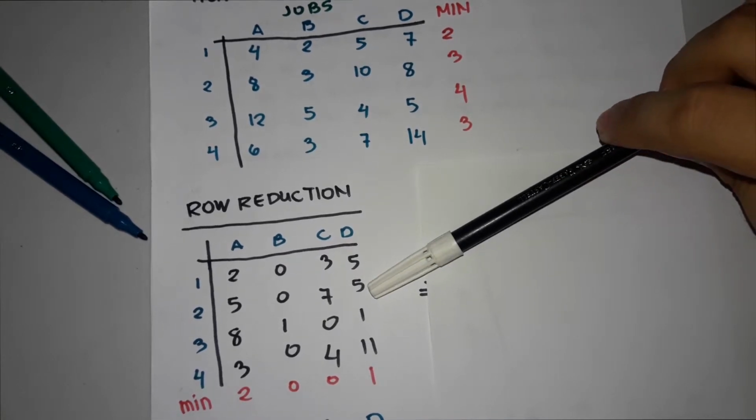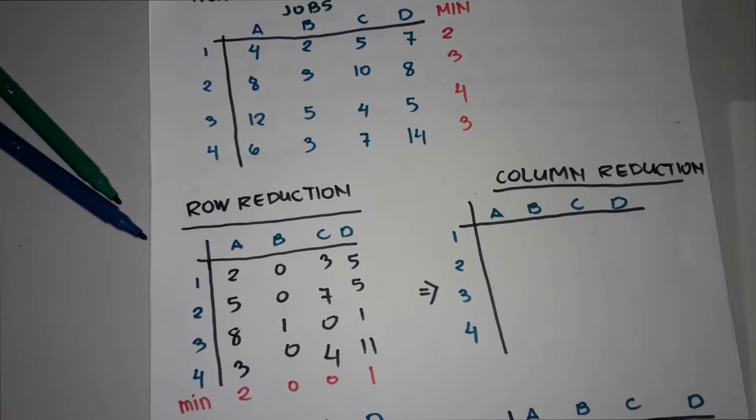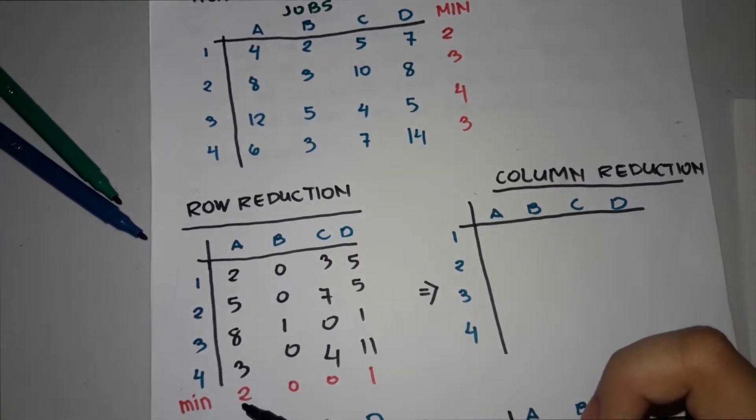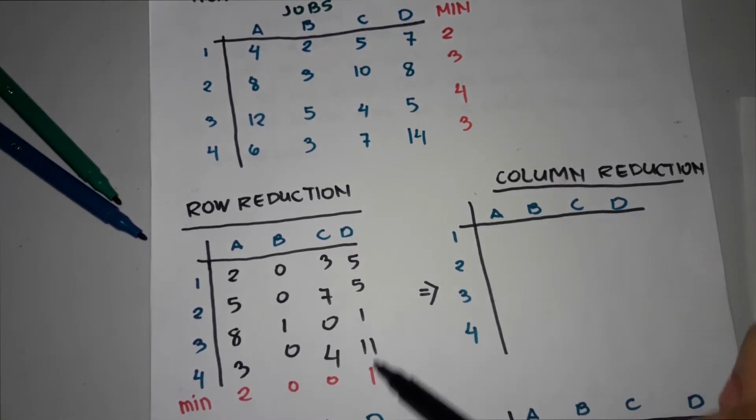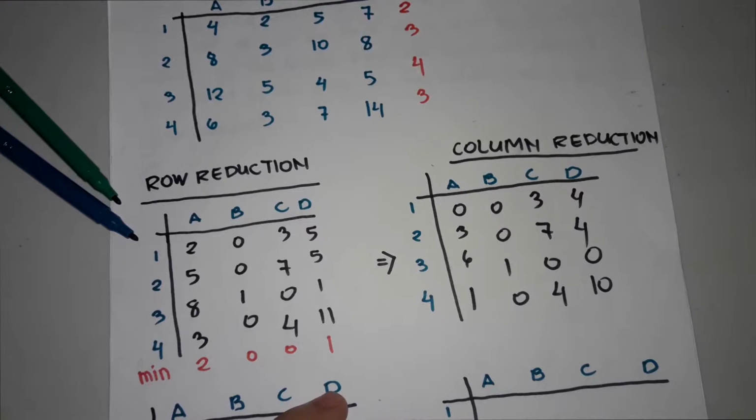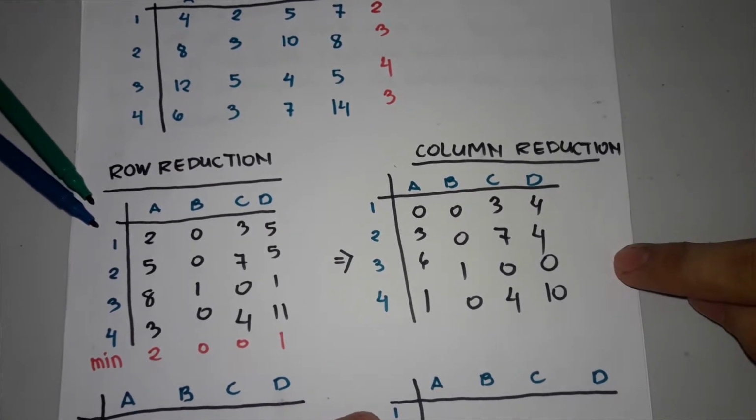From this new table, we are going to do a column reduction. In column reduction, we are to find the minimum for each column. So in this column, we have 2, 0, 0, and then 1. After subtracting each minimum from each column, we now obtain this new table.